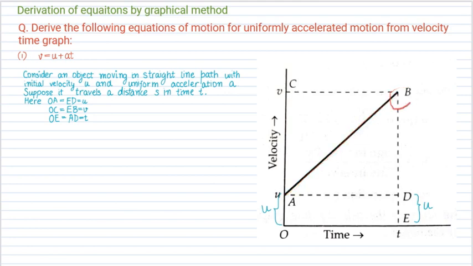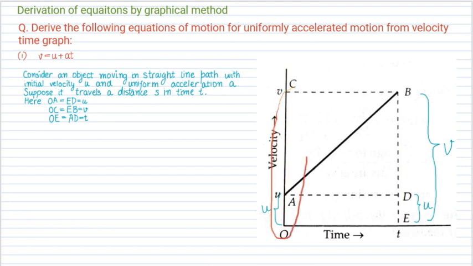So let us say at this point, the velocity of the body is small v. Fine. So your distance EB represents your final velocity small v. Again, this distance EB is also equal to OC. Yeah. So this distance also represents your final velocity small v.